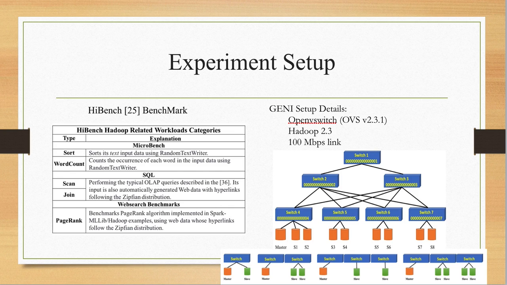In terms of the setup, we're using a real networking setup on Genie and a real Hadoop workload. We pick HiBench as our Hadoop benchmark workloads. Five Hadoop jobs were chosen based on our resources on Genie: sort, word count, scan, join, and PageRank. And in terms of the topology setup, we're still using the classic 3-layer data center design, and all the Hadoop nodes are implemented in the leaf node.